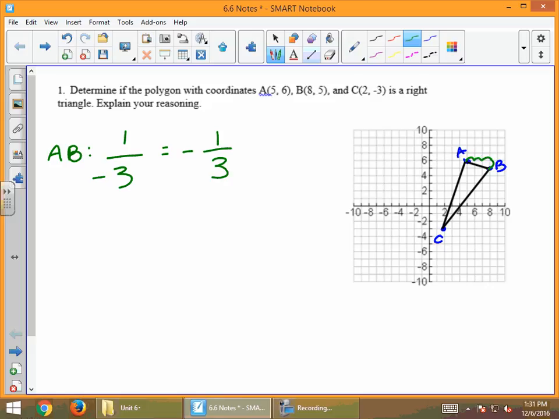Okay, so then what other side do we want to find? BC. Go ahead, count up and over. Find the slope of BC.